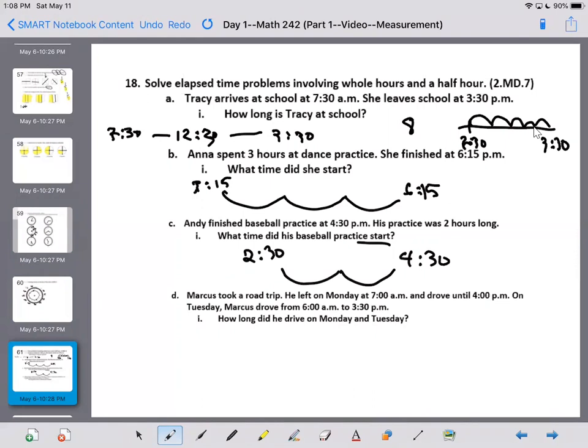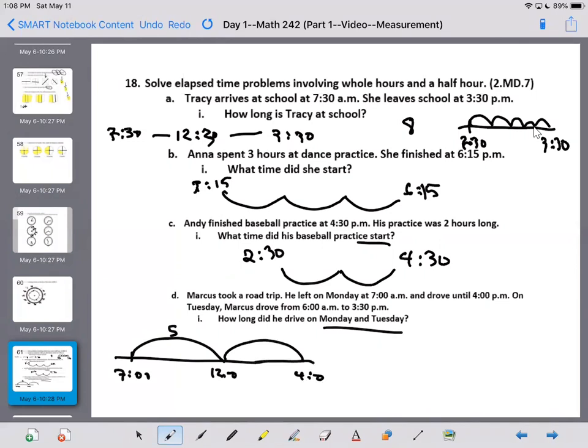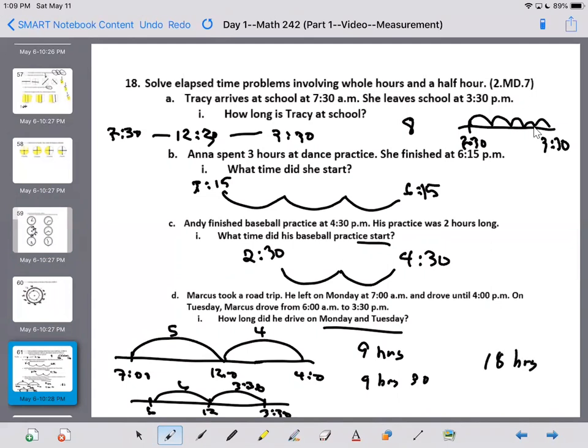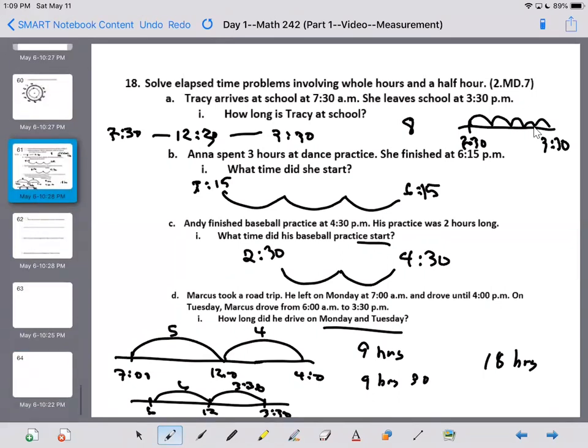And so here he took a road trip. He left Monday at 7 a.m., drove until 4. And then on Tuesday, he drove from 6 a.m. to 3 p.m. How long did he drive on Monday and Tuesday? So you can create those number line jumps. You could say 7 o'clock to 12 o'clock. Well, that's 5 hours. And then 12 to 4. All right, so there's 4 hours. So nonstop, there's 9 hours. And then you're looking at the next day. You're looking at going from 6 o'clock to 12. And then maybe look at 12 to 3:30. And so you're just adding up your total hours. So this would be 3 hours and 30 minutes. So now you've got 9 hours and 30 minutes. So total, you would have 18 hours and 30 minutes. So those are good elapsed time problems that you can discuss with the kids.